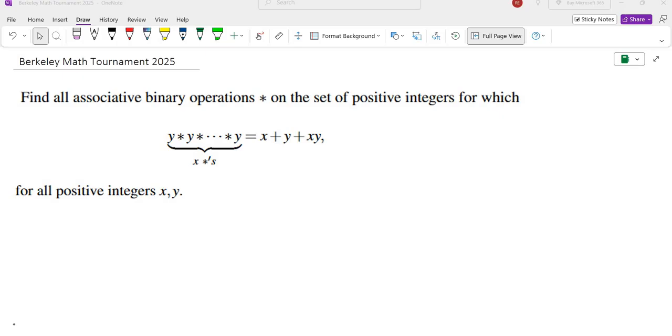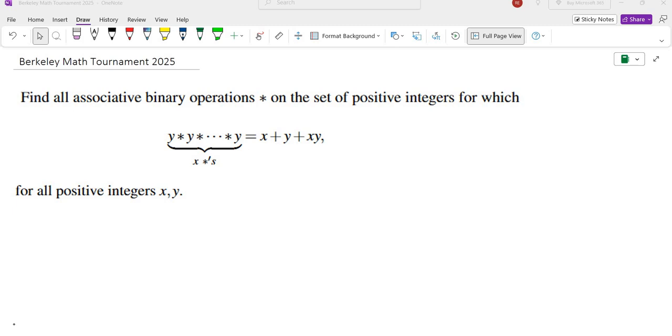The problem that I want to go over in this video is motivated by a problem from Berkeley Math Tournament in 2025. Find all associative binary operations star on the set of positive integers for which we have this equality. If you take y and star with itself x times, you get x plus y plus xy. Okay, so I'm going to walk you through the process of obtaining the solution.